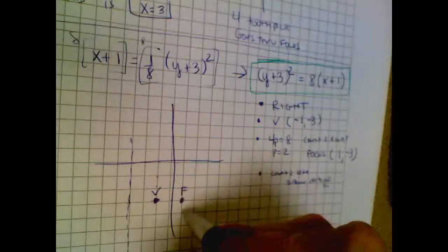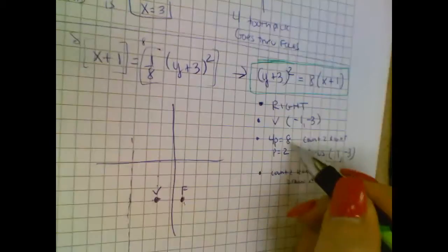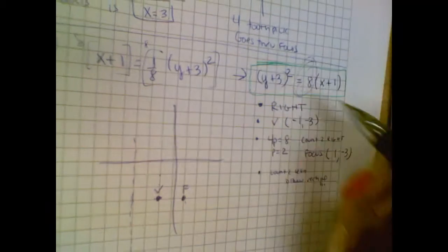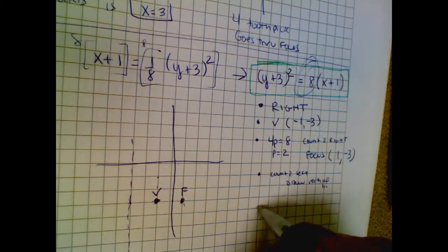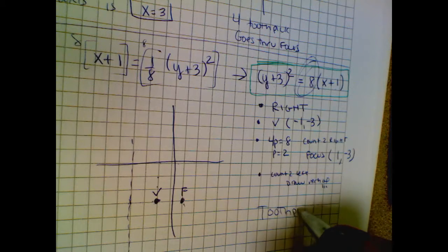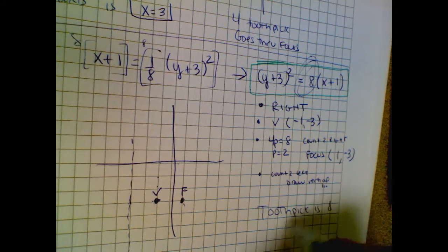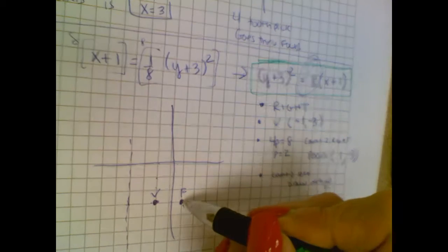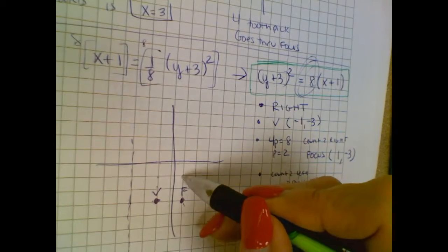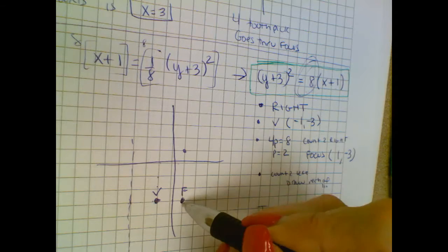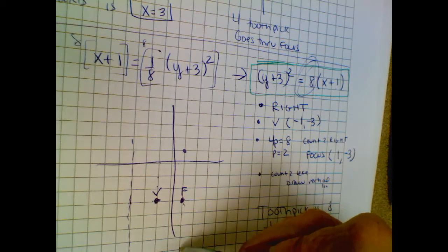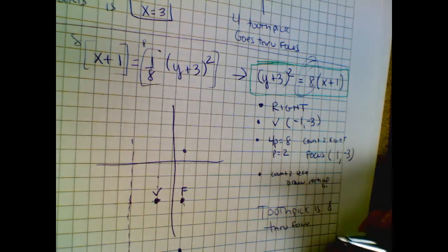Now, to get some more points on this parabola, what else can we do with this 8 right here? It's a toothpick. Toothpick is 8 through the focus. So find your focus and go 4, 1, 2, 3. It's got to be a total of 8. 1, 2, 3, 4.